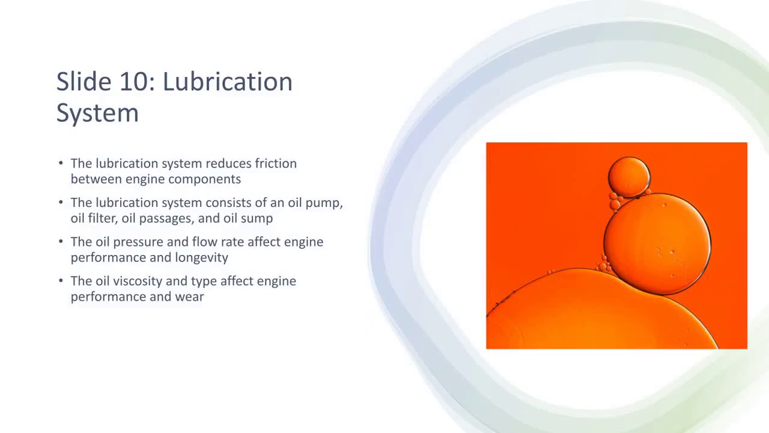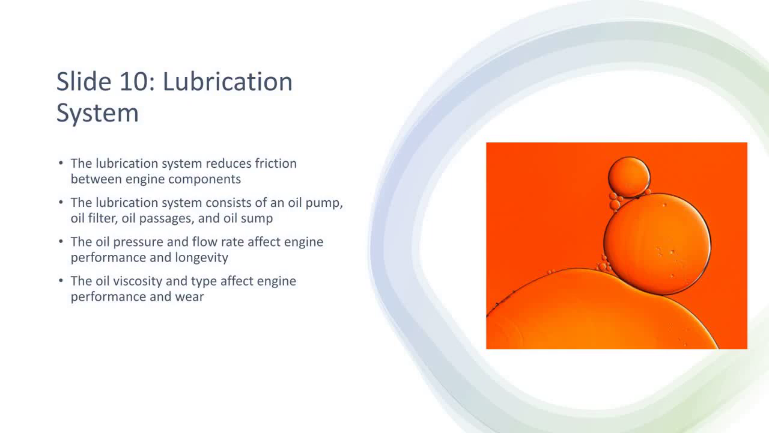The lubrication system is another essential component of a car engine that helps reduce friction between engine components. The lubrication system consists of an oil pump, oil filter, oil passages, and oil sump. The oil pump circulates the oil through the engine, while the oil filter removes any contaminants that may be present in the oil. The oil pressure and flow rate affect the engine's performance and longevity, as inadequate oil pressure or flow can cause significant engine damage.